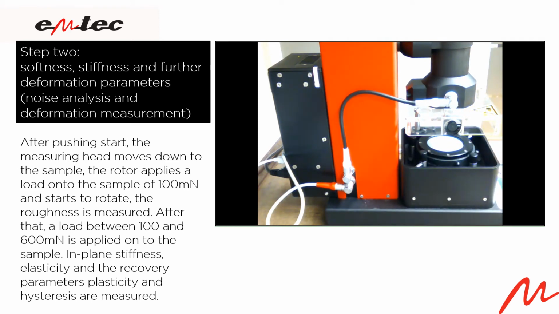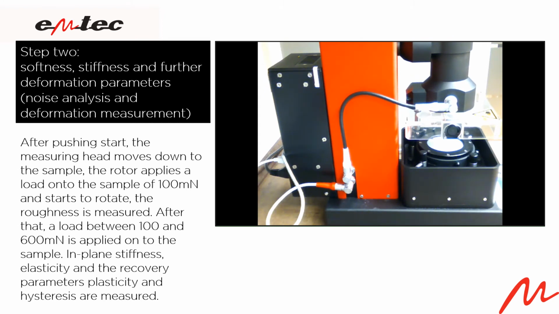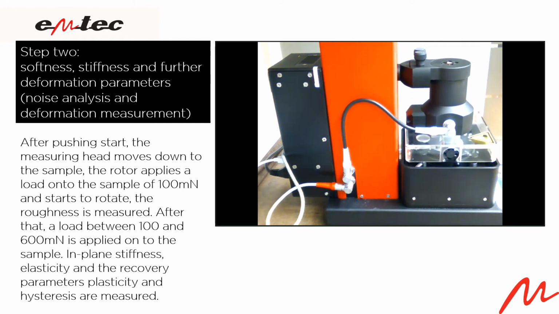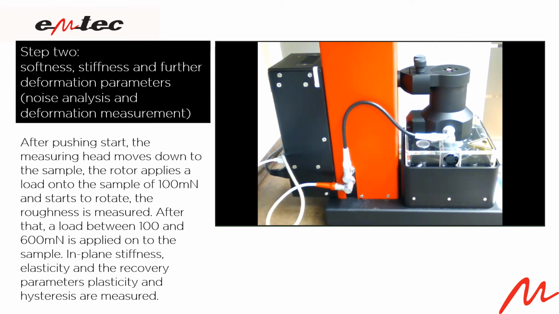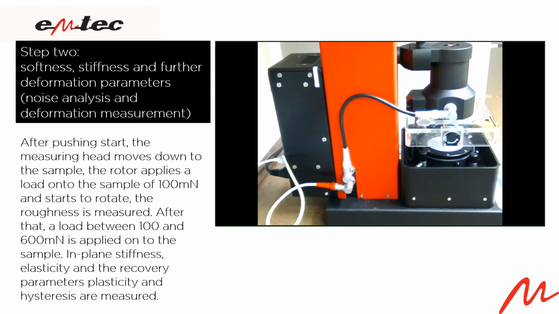The measurement again can be started with the PC software, and once started, the measuring head will move down to the material. Again, a load of 100 mm is applied to the sample. The rotor with the 8 ceramic plates starts to rotate, but this time we measure the sound that is caused by the vibration of the plates that are moving over the material. And after that, a deformation measurement is done where we apply a load of 100 to 600 mm on the sample and measure in-plane stiffness, elasticity, plasticity, and hysteresis.